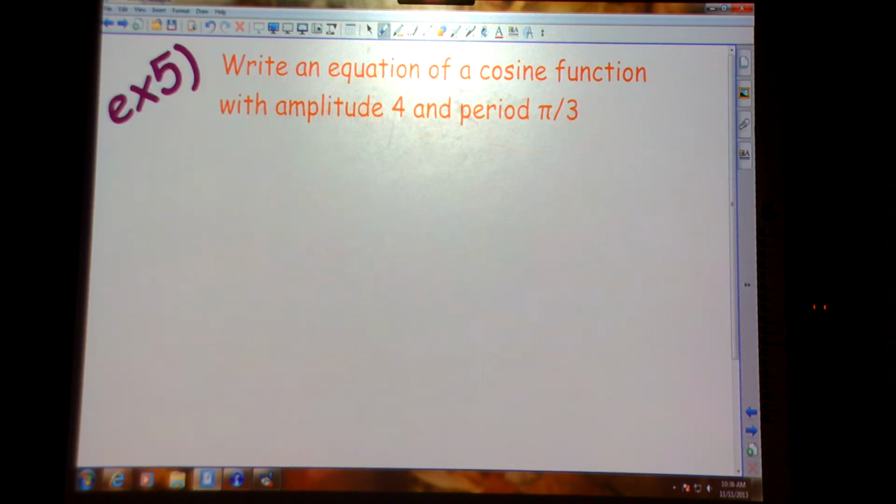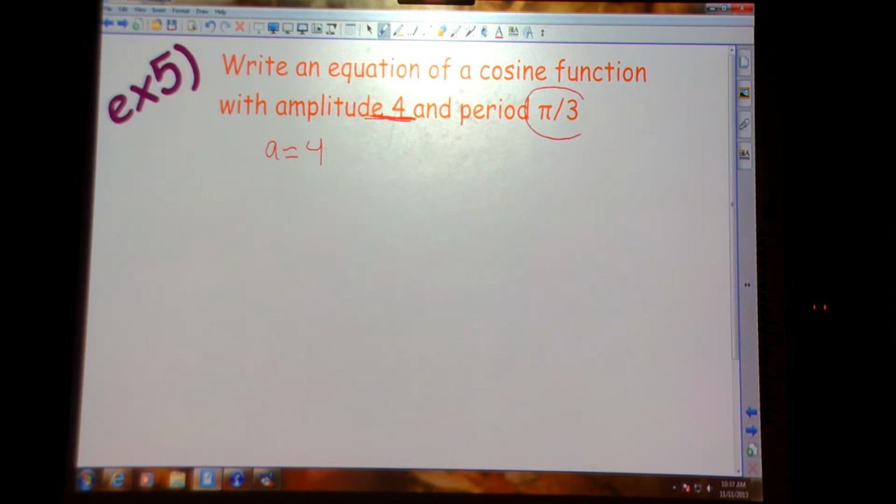Let's try another. I want to write an equation of a cosine function. So I want a cosine function with amplitude of 4, period pi over 3. Amplitude of 4, period pi over 3. Okay, if the amplitude was 4, A would have been 4 or negative 4. We're just going to stick with 4 though.